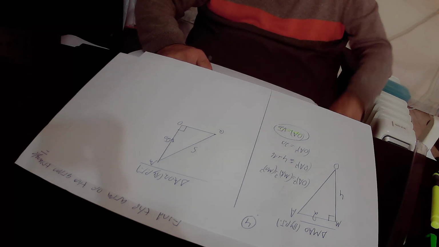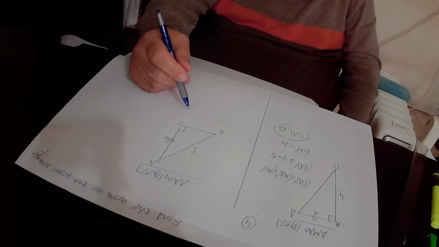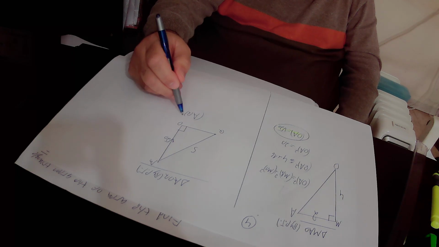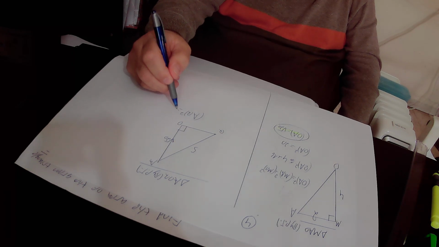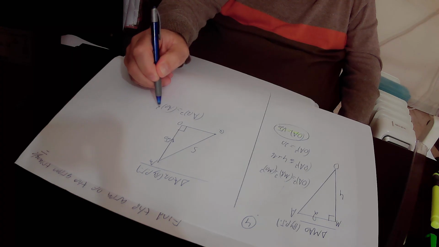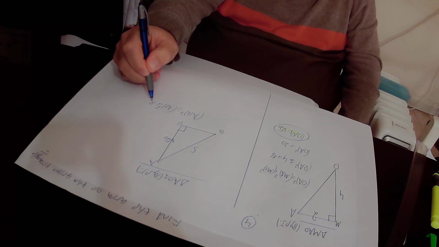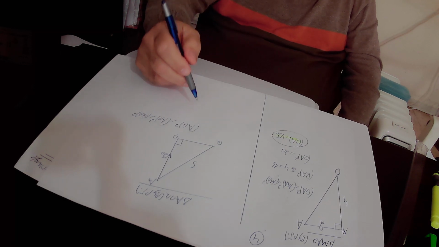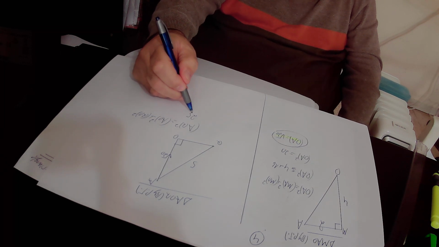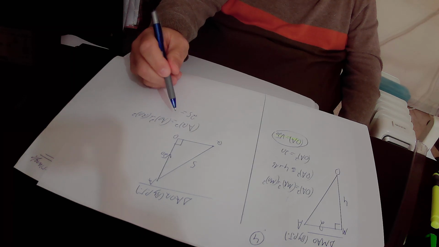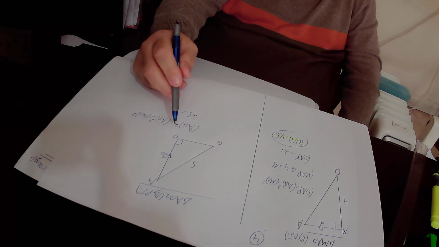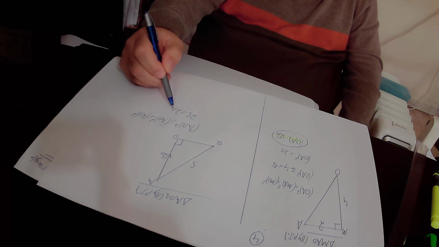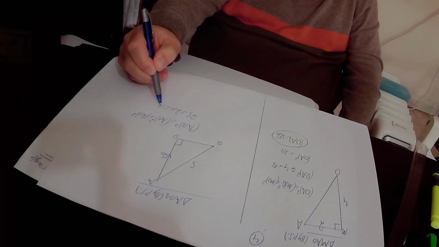According to the Pythagoras theorem, AQ squared, the square of the hypotenuse, equals AO squared plus QO squared. AQ equals 5, therefore AQ squared is 5 squared, that is 25, and it is equal to AO squared. AO is the square root of 20, therefore AO squared is the square root of 20 squared, that is 20, plus QO squared.